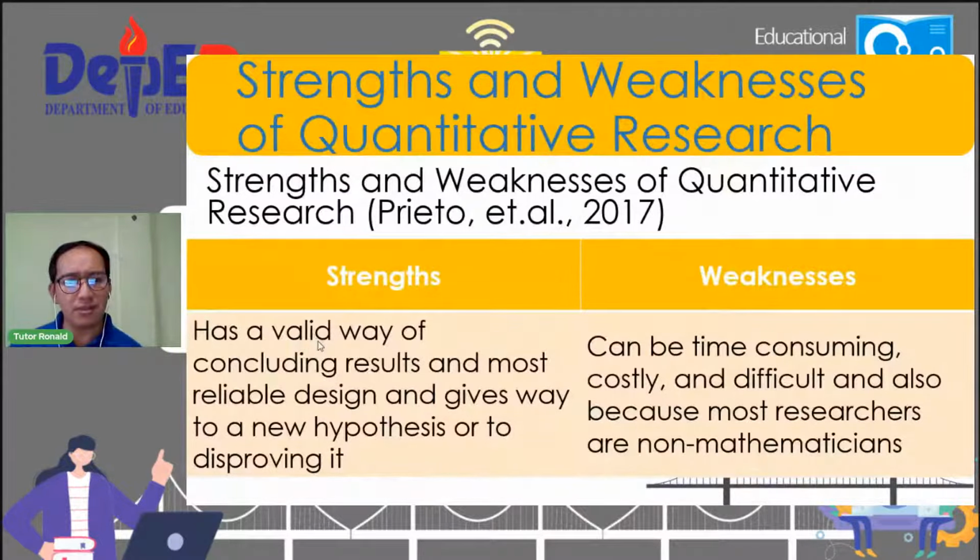one of the strengths of quantitative research is that it has a valid way of concluding results and most reliable design and gives way to a new hypothesis or to disproving it. Valid way of concluding results kasi nga ang results or conclusions ay dumadaan ang data sa masusing analysis gamit ang statistical methods and statistical techniques. Now, meron din pong ginagamit na appropriate research design para sa isang specific na focus of study or topic ng isang quantitative research.